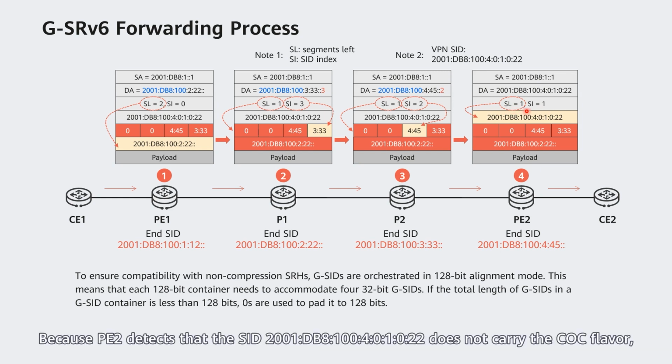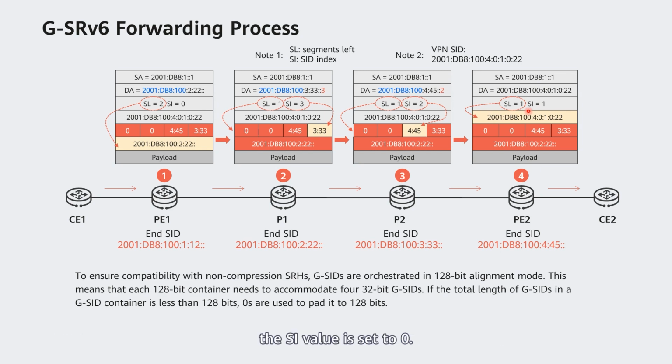Because PE2 detects that the SID 2001:DB8:100:4:0:1:0:22 does not carry the COC flavor, the SI value is set to 0. Finally, PE2 copies the 128-bit SID to the DA field.